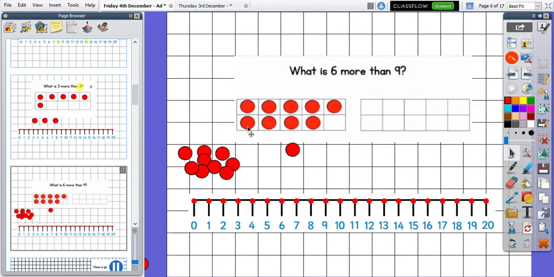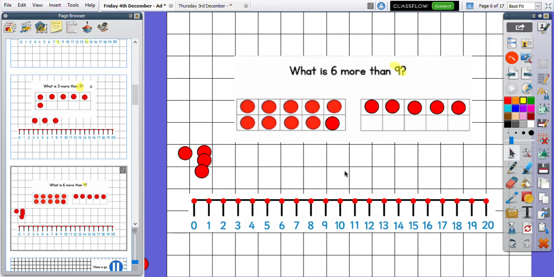And as you can see on my screen, I'm starting with 9 red dots. And I want to add 6 more of them. So I've started with my 9, and I'm going to add 6 more dots. I'm going to add 1, 2, 3, 4, 5, and 6. So I've added 6 more to the number 9.